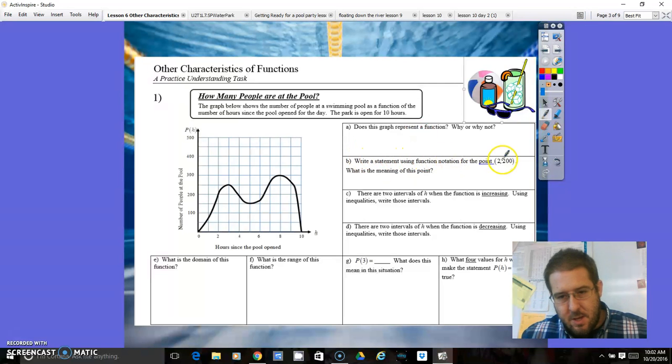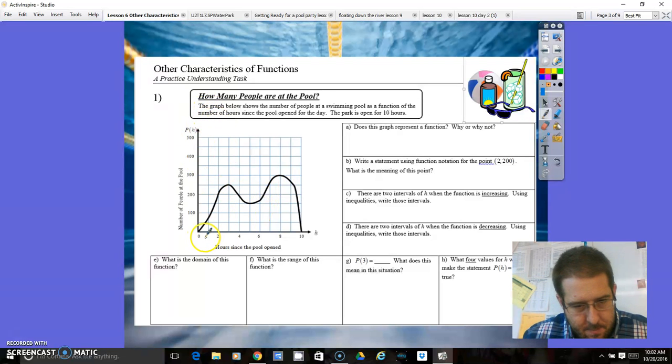Write a statement using function notation for the point (2, 200). What is the meaning of this point? It looks like it says that 2 hours after the pool opened, there should be 200 people at the pool. There are 2 intervals of h when the function is increasing. Use inequalities to write those intervals.